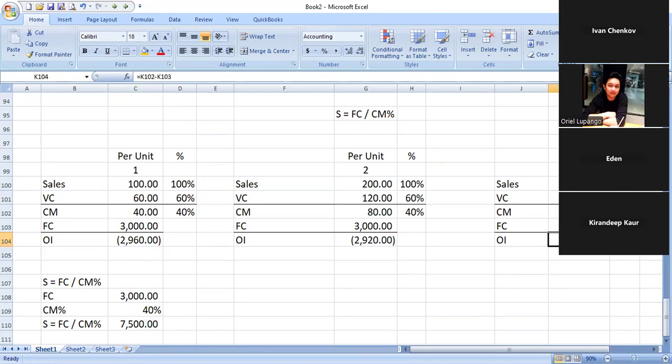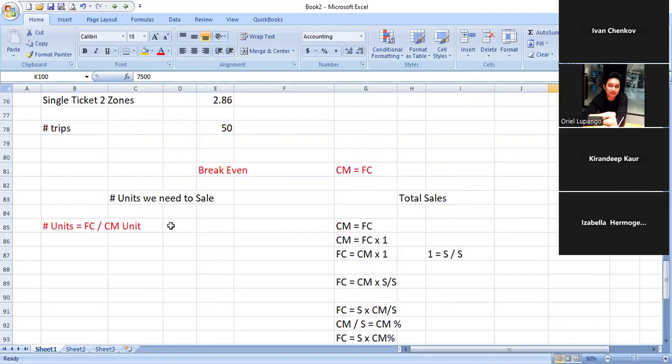So that's the next application of this formula. You can find out the sales based only on the fixed cost and the contribution margin ratio, knowing that this contribution margin ratio comes from the sales. So we have two formulas here for the break-even.